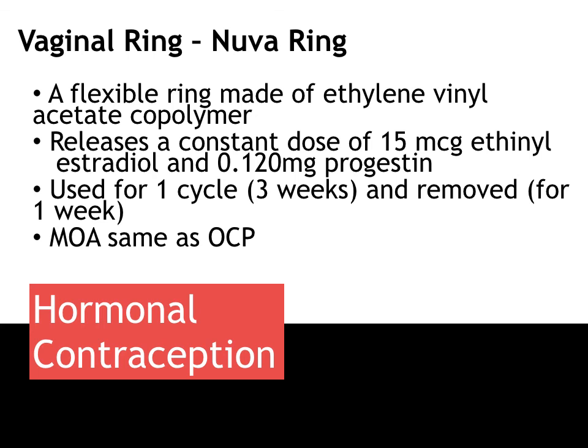Another option is a vaginal ring, so NuvaRing. This is a flexible ring made of a copolymer, releasing a constant dose of estradiol and progestin. It's used for 1 cycle of 3 weeks, and then it's removed for a week afterwards. And again, it has the same mechanism of action as birth control pills.